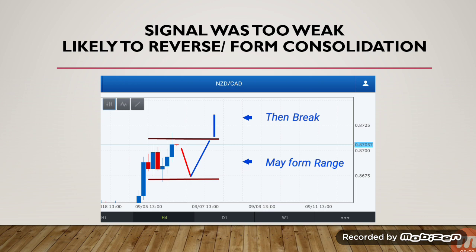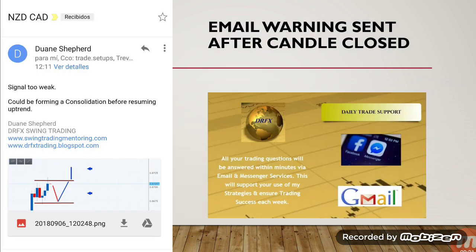So, as you can see here, the market, instead of providing us with the signal that was needed, closed with a weak candle here. With this weak candle, what was expected or possible was that the market would pull back, form a consolidation setup, and then provide us with another bullish signal. This was the expectation based on the fact that the market had provided us with this weak signal that was too risky to try and trade long.